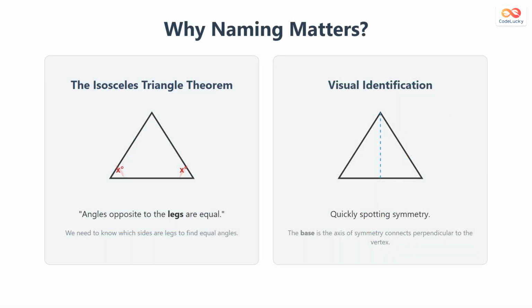Why do we bother with these names? Because in geometry, properties are linked to them. For example, the isosceles triangle theorem states that the angles opposite the legs are equal. Knowing which sides are the legs tells you exactly which angles are equal.